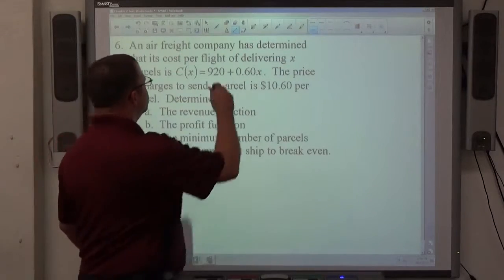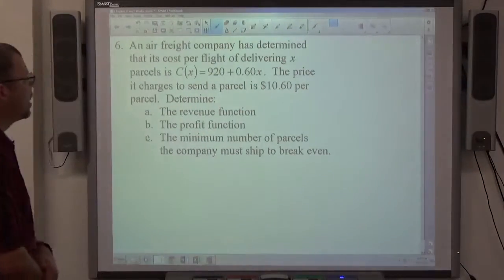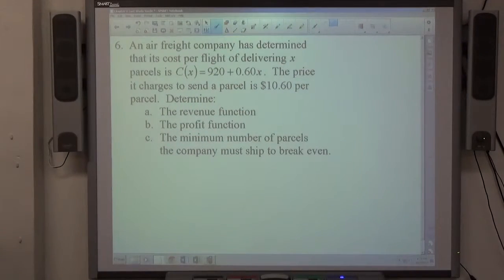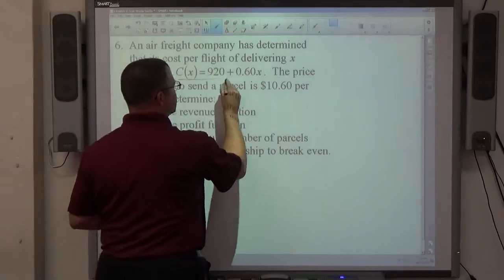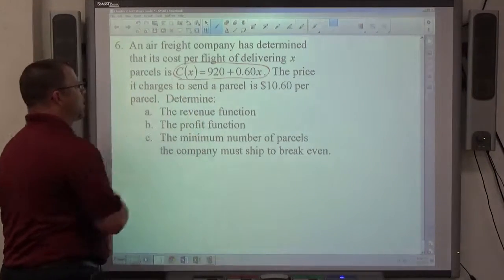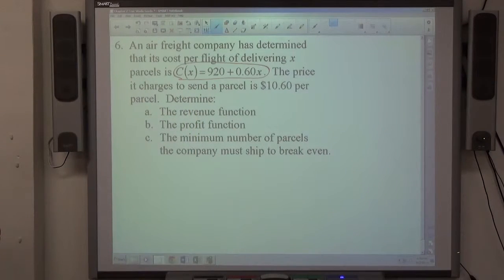Number 6. An air freight company determines that its cost per flight of delivering x parcels is this function. So this is the cost function. The price it charges to send a parcel is $10.60 per parcel.